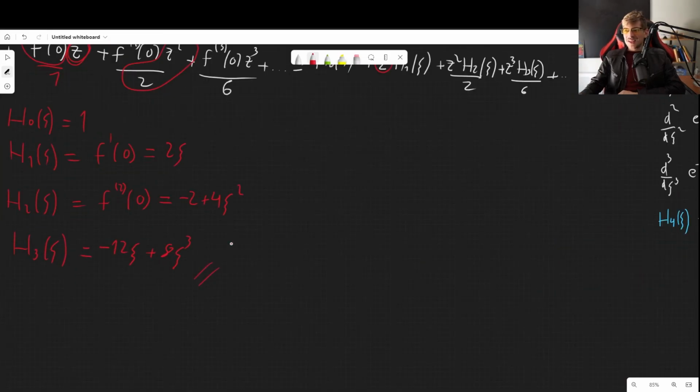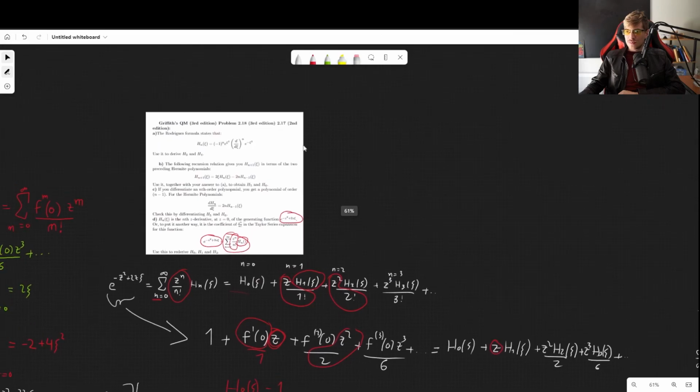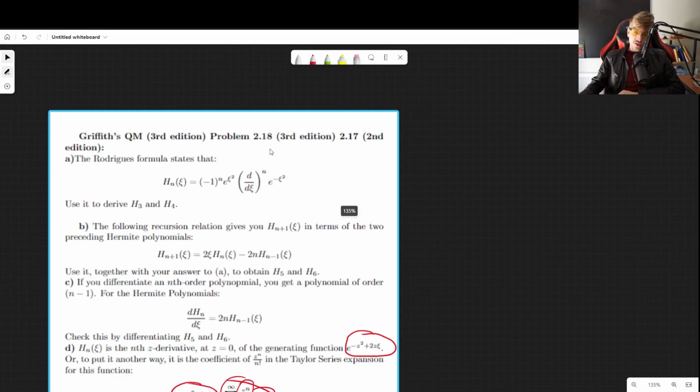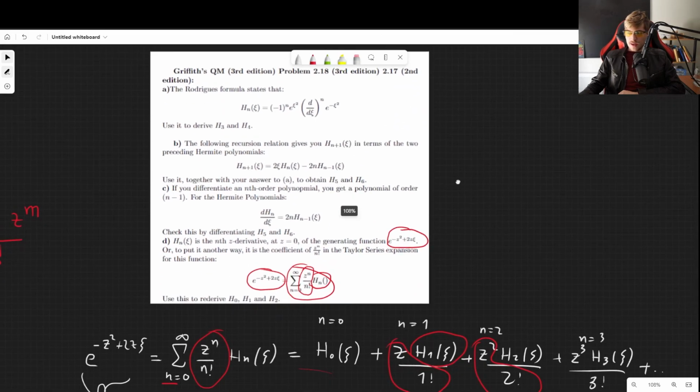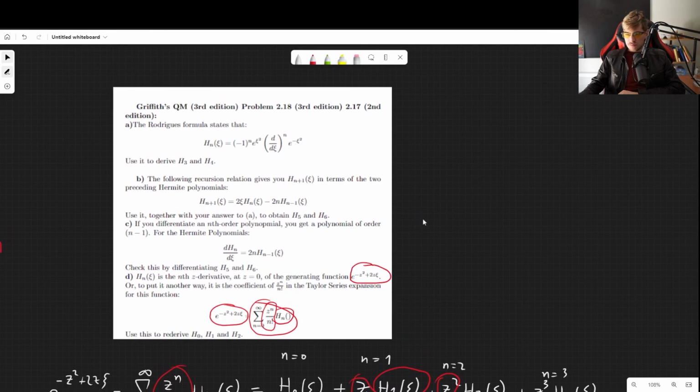All right, so there we go. We just solved problem 2.18 or 17, depending on the edition. And you can see it wasn't anything too terrible, and I hope that it was useful to you so that you can be a bit more comfortable when dealing with the Hermite polynomials.